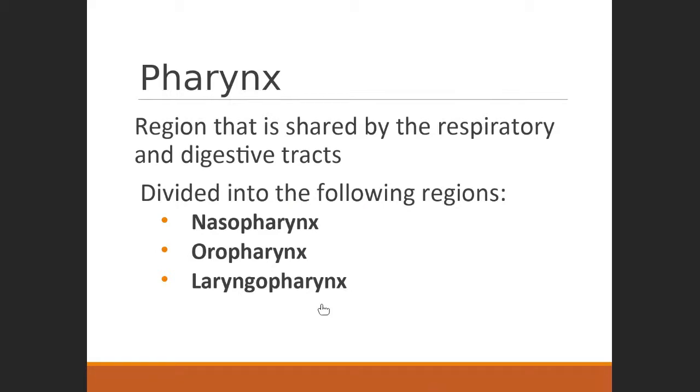And it's just below the laryngopharynx is where we will have our fork in the road, so to speak, between continuing on with respiratory down the trachea or moving through the more posterior aspect through the esophagus and into the stomach.